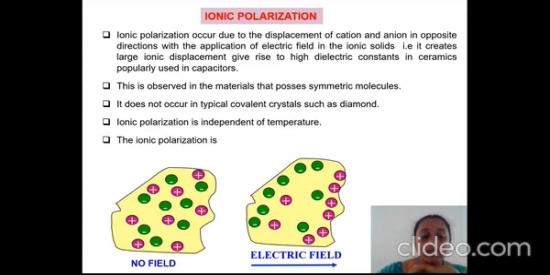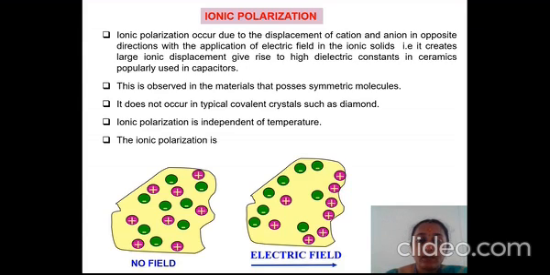This ionic polarization takes place in symmetric molecules. It does not occur in covalent crystals. This ionic polarization is independent of temperature because we are applying an electric field. The dipole moment is produced. Ionic polarization is represented by Pi equals e squared E divided by omega naught squared, times 1 by capital M plus 1 by small m.